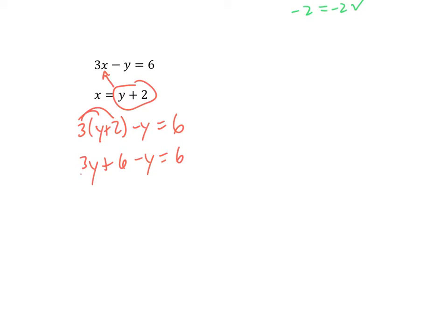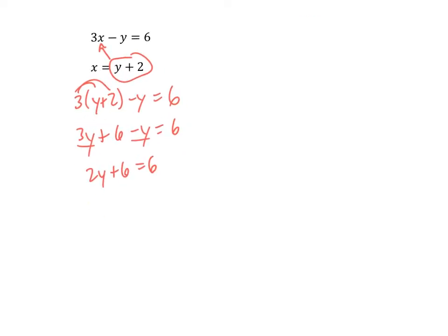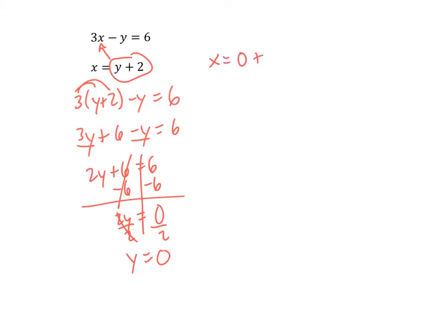3y can be combined with this minus y. So we'll get 2y plus 6 equals 6. And we can solve for y by subtracting 6 on both sides. We get 2y is equal to 0. Divide by 2, divide by 2. That is possible, so we get y is equal to 0 divided by 2, which is equal to 0. Okay, so in this case we know y first, so we'll substitute that back into our second equation to solve and figure out what x is.